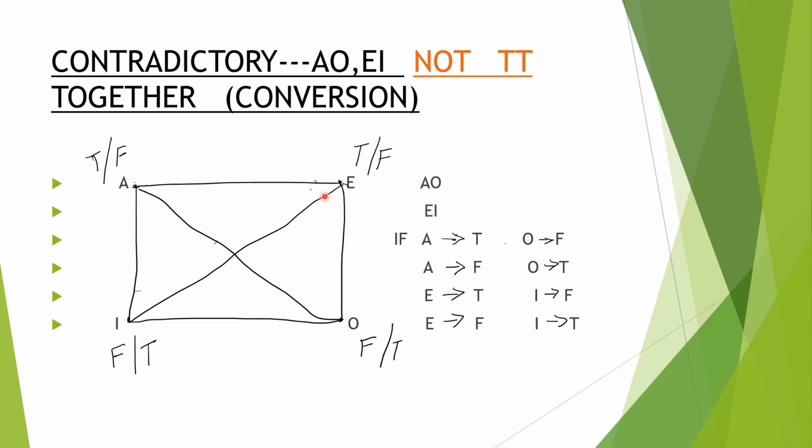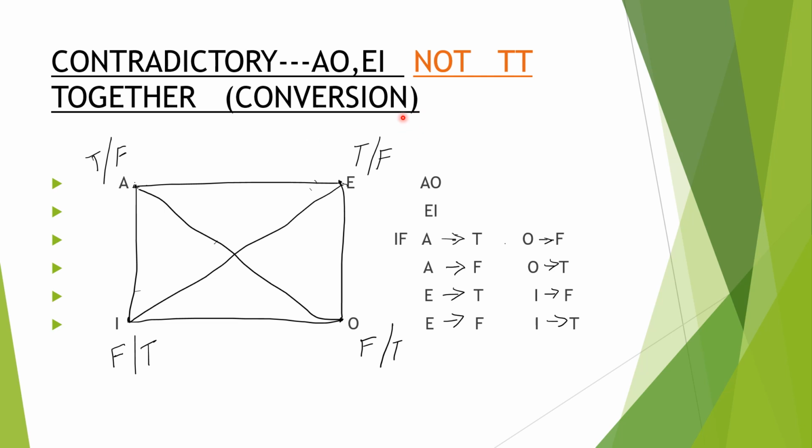Here I have written A, O and E, I are the contradictories. The specialty of contradictories is that they never become true together. If A is true, then O is false. If A is false, then O is true. Contradictory means opposite. So when this is true, that is false; if this is false, then that is true. Never will they come as true together. Understood? So keep this in memory.